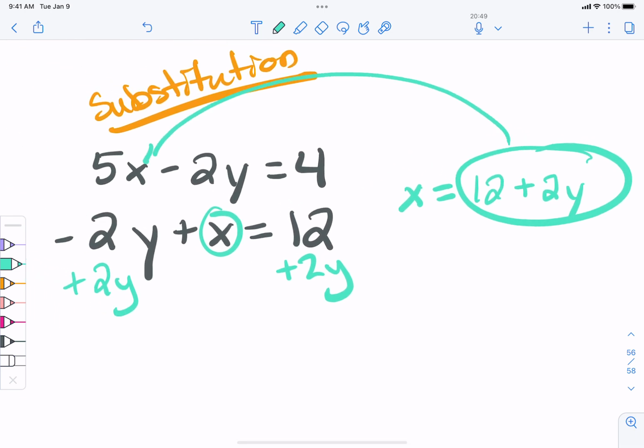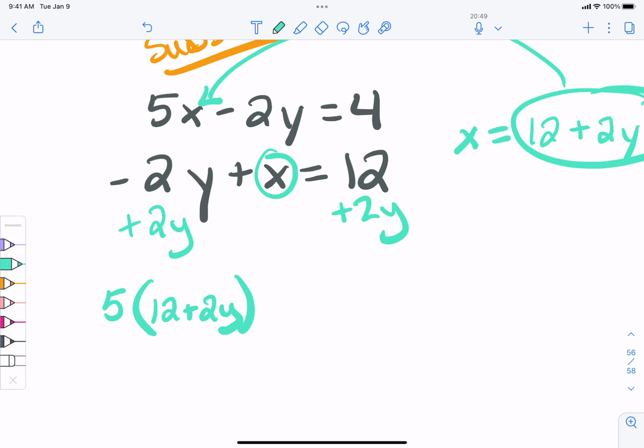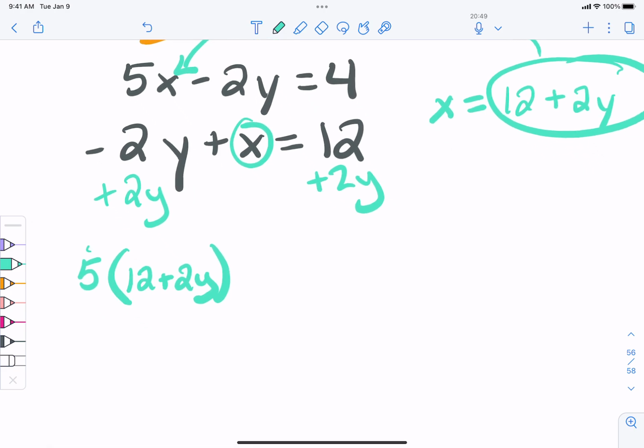5x minus. Right, I put it in there. Okay? Logan, do you see that? So rather than 5x, I'm going to put the 12 plus 2y in for the x. But it's 5x, yeah. So I have to take this times 5, right? It will be 5 times 12, 60. Yes. Hold on, I'm going to keep writing.